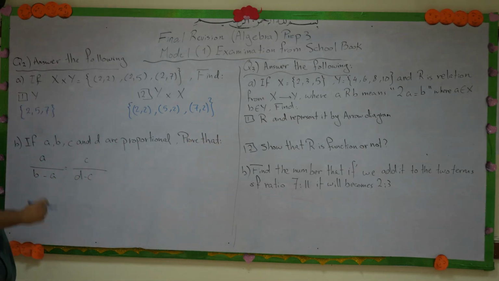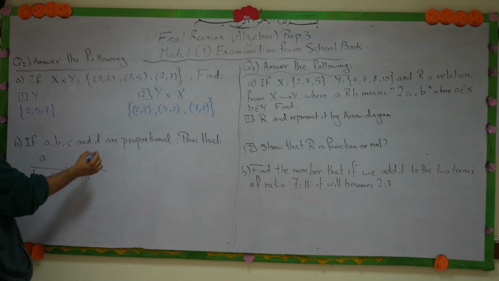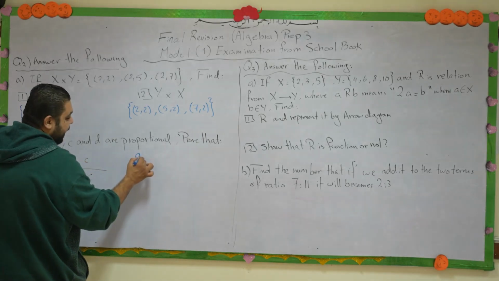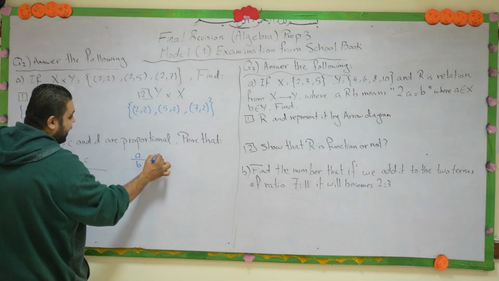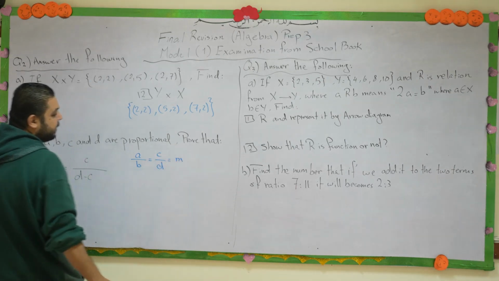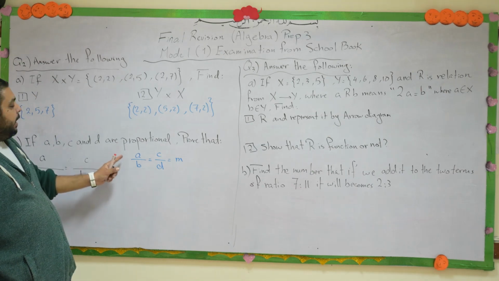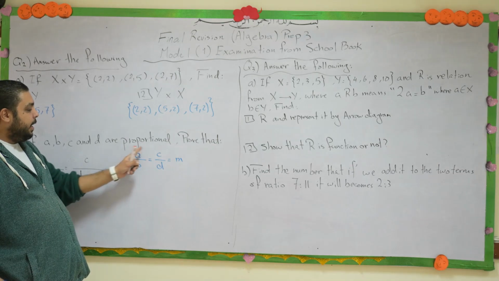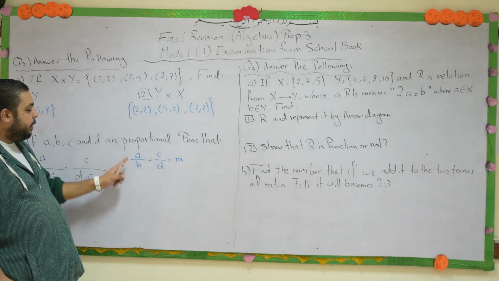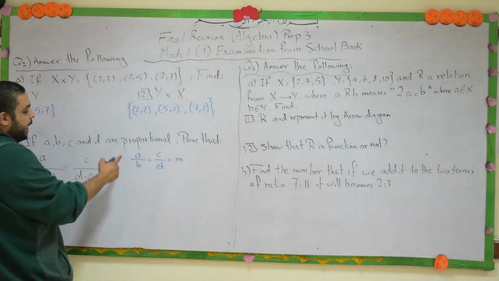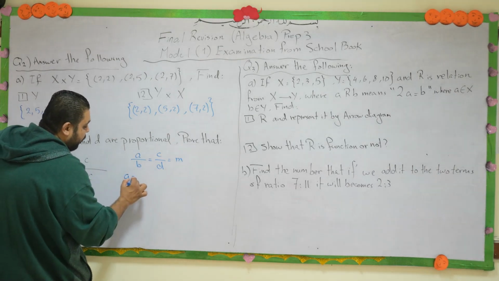Number 2, part B, if a, b, c, and d are proportional, m is the constant of ratio. We know that you can use property 2, which gives a equals cm and b equals dm, or property 3, a equals bm and c equals dm. So a equals cm and b equals dm.